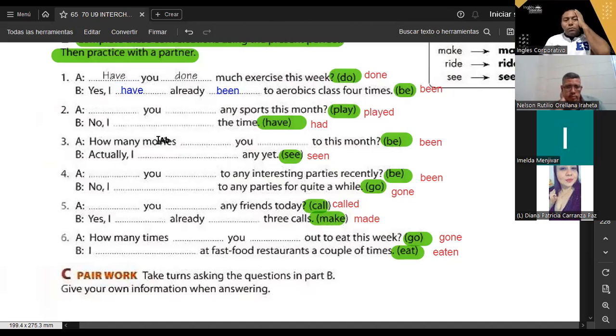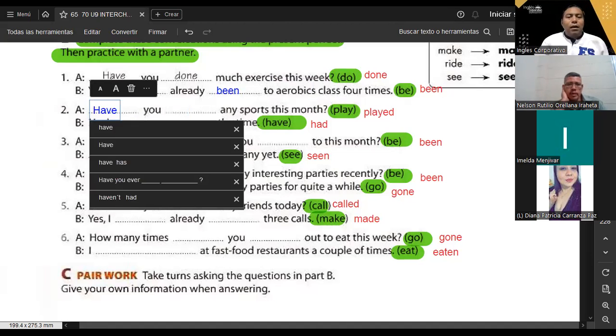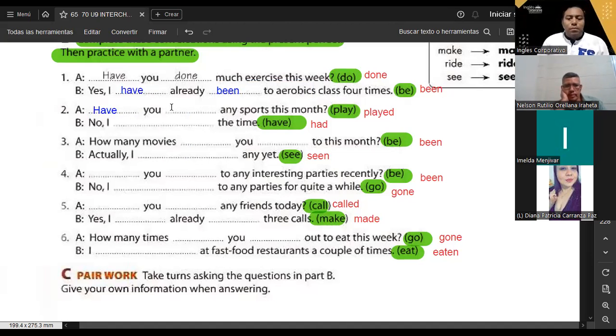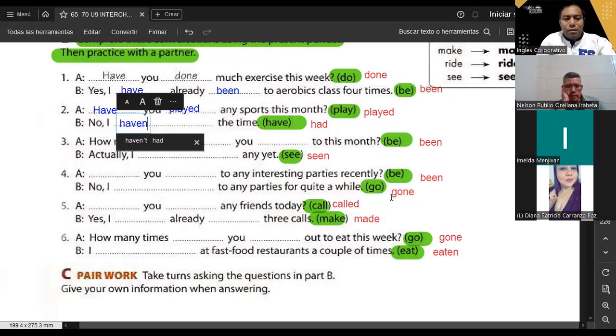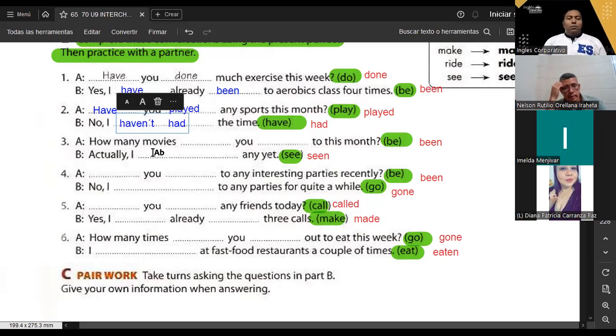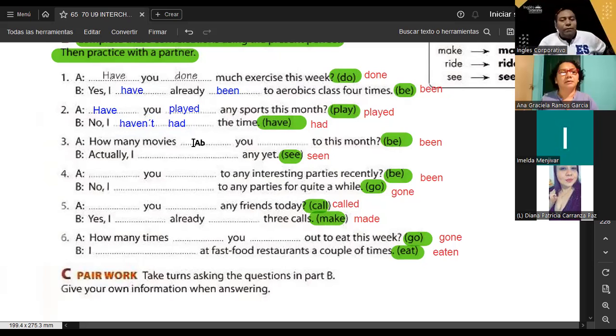The next one, the number 2. Have you? Very good. I haven't. El auxiliar es haven't. Y el verbo principal es have. Tenemos dos have ahí, ¿verdad? Uno como auxiliar, haven't, el presente perfecto, y el verbo principal en pasado participio, had, right? No, I haven't had the time.